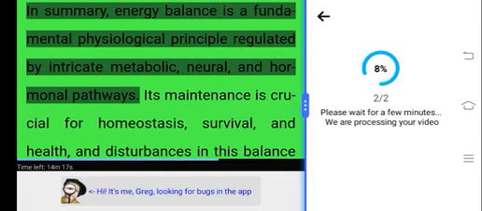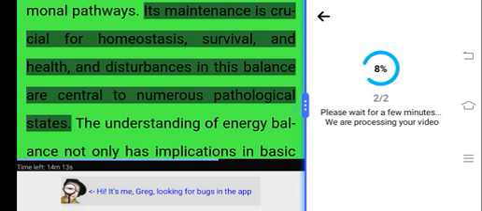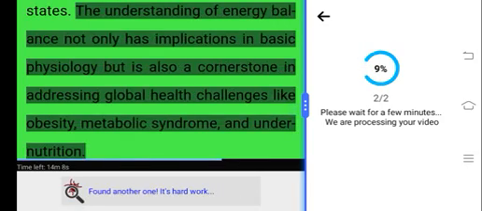In summary, energy balance is a fundamental physiological principle regulated by intricate metabolic, neural, and hormonal pathways. Its maintenance is crucial for homeostasis, survival, and health, and disturbances in this balance are central to numerous pathological states. The understanding of energy balance not only has implications in basic physiology but is also a cornerstone in addressing global health challenges like obesity, metabolic syndrome, and undernutrition.